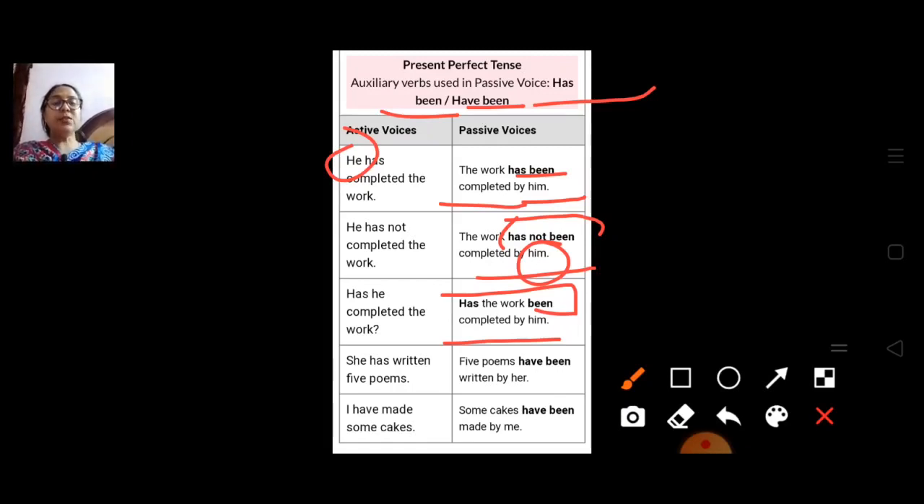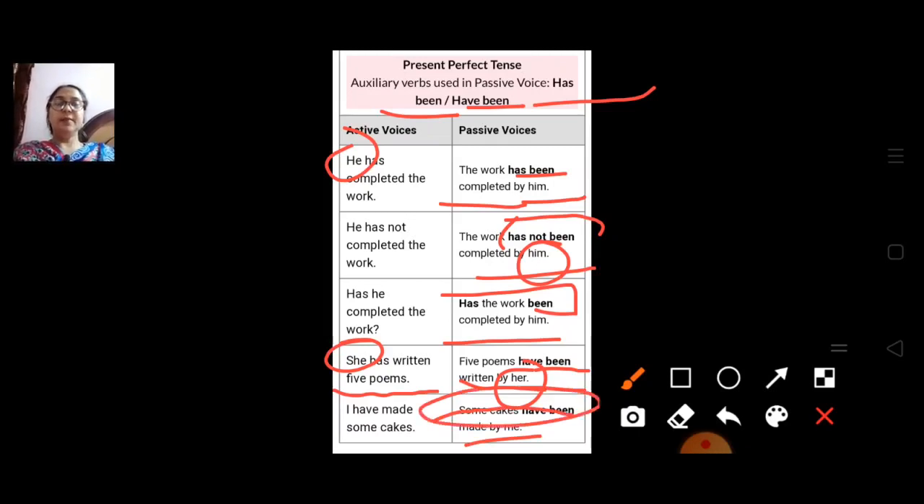Now again, she has written 5 poems. Here you can see that 5 poems is plural, poems is written over here, that is why we are going to use have. As you all know, has will be used with a singular object or subject. So because poems is written over here, we are going to use: 5 poems have been written by her. She is written over here, so we change it to her. I have made some cakes. Some cakes have been made by me.